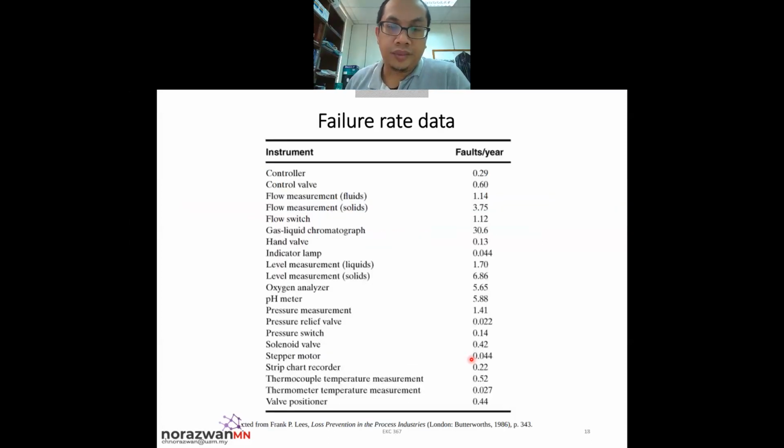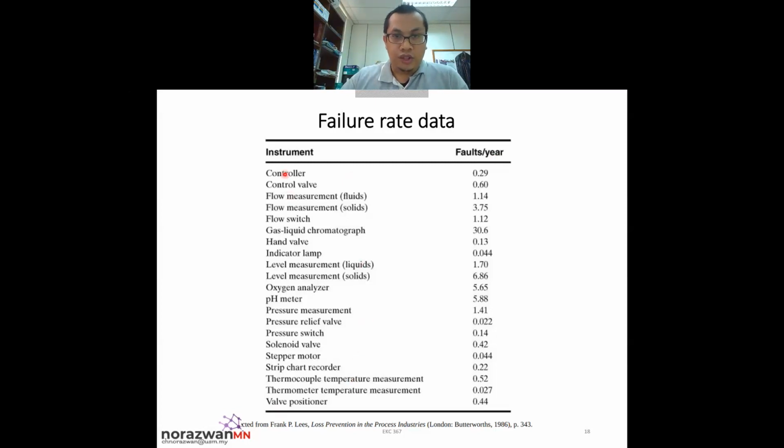So you have your failure rate data. Usually you can refer to your textbook for your failure rate data. It is either in textbooks or on the internet; there are lots of references for failure rate data. So this is failure rate data for instruments, in faults per year. Because the question also asks over a year, and you have your failure rate data also over a year. This failure rate data is based on the Loss Prevention in the Process Industries book.